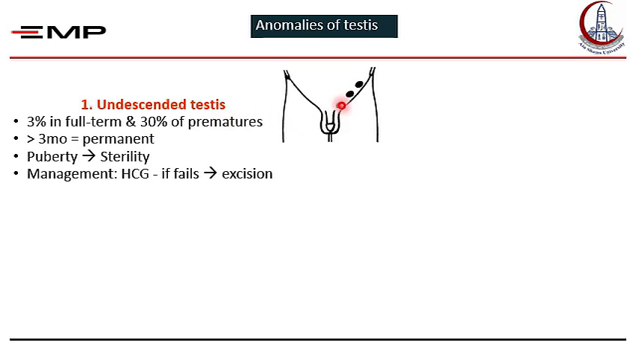If the testis has not descended into the scrotum, we wait till the 3rd month. It may descend during that period by itself. If not, it becomes permanent. It will not descend by itself, so we should not wait. We have to intervene here. Why don't we leave it alone? Because if this boy reaches the age of puberty, the intra-abdominal high temperature will prevent spermatogenesis, and this person will become sterile.